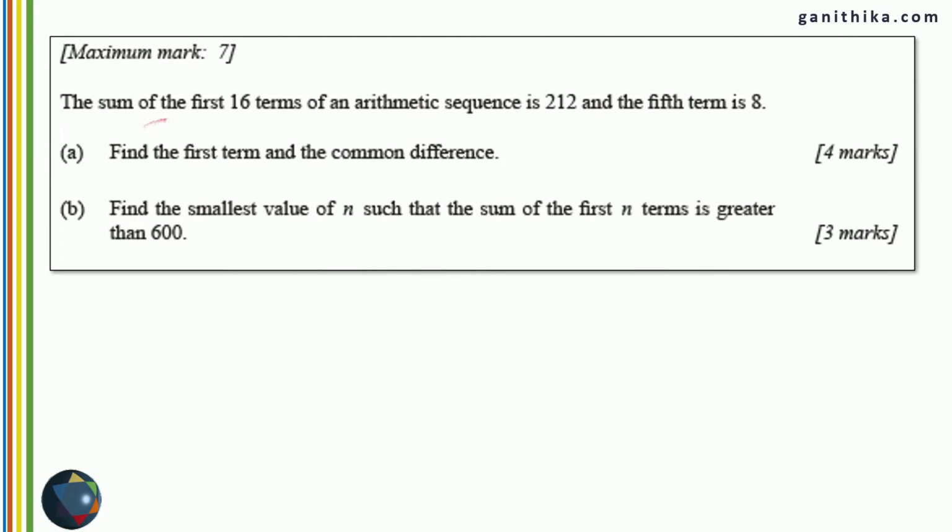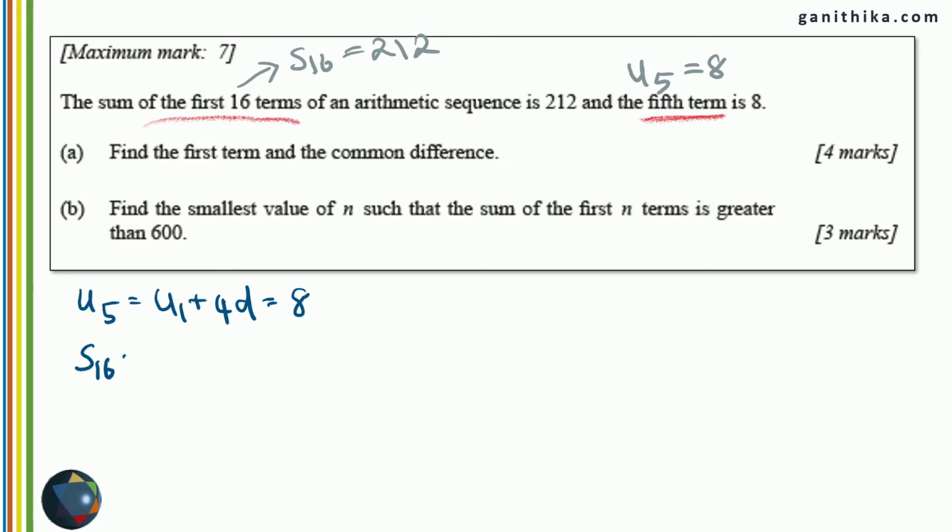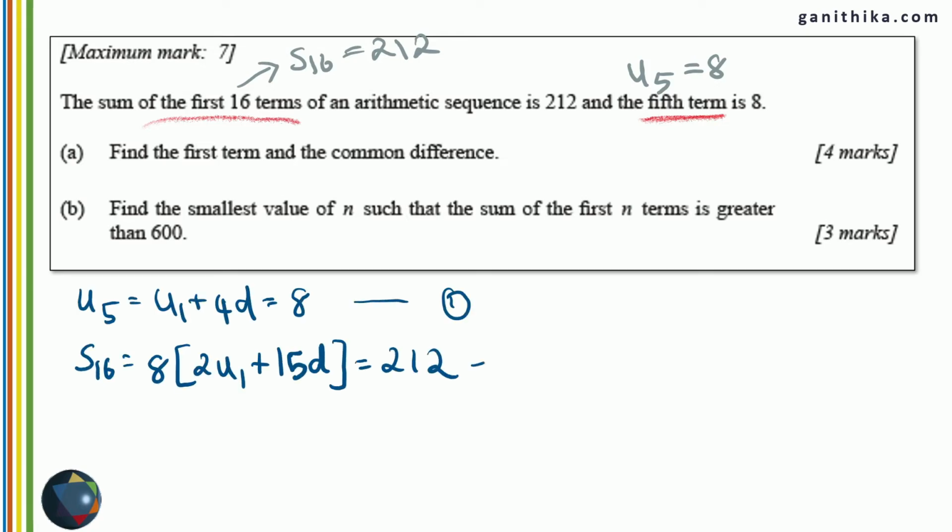The sum of the first 16 terms of an arithmetic sequence is 212. The fifth term is 8. So which gives you S16 is equal to 212 and U5 is equal to 8. So this is the information we have. Can we decode this information into mathematical form as we do usually? So S16 and U5. U5 is U1 plus 4D.